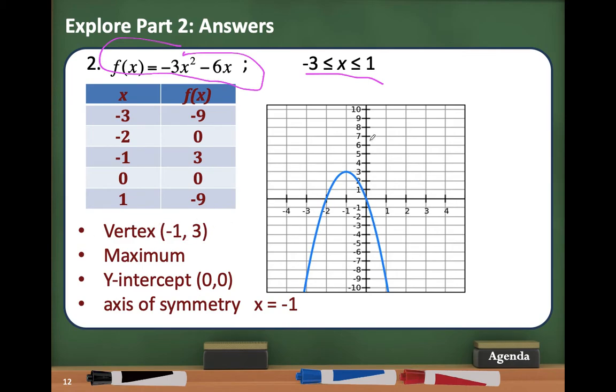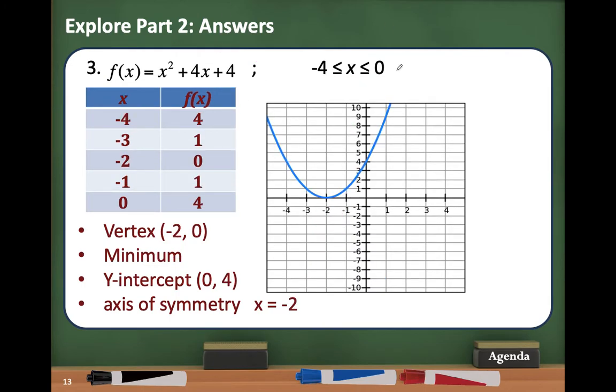I wanted you to label the key features. So here's your vertex right here, right? It is a maximum. The other one was a minimum. That's interesting. The Y-intercept is here at 0, 0. And the axis of symmetry, again, goes through the vertex. So that happens at -1. Cool. Go to the next one.